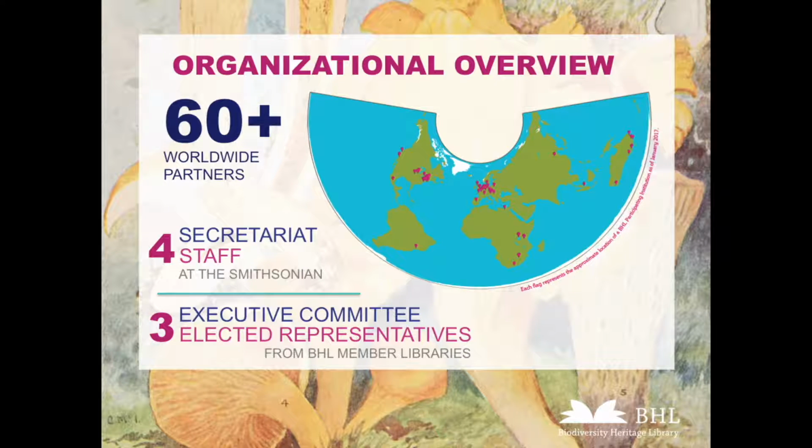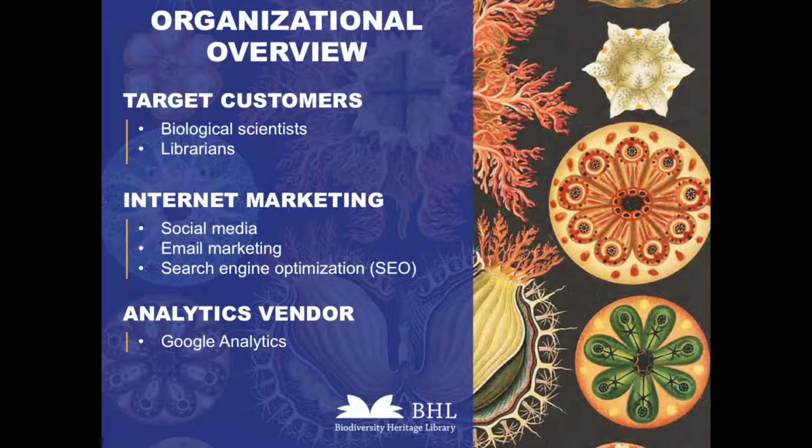The organization operates as a consortium of libraries around the world. BHL day-to-day operations are managed by a secretariat of 4 staff members at the Smithsonian, and an executive committee of 3 elected representatives from BHL member libraries oversees key strategic decisions. Our target customers are biological scientists and librarians, and our internet marketing activities include social media, email marketing, and search engine optimization. We use Google Analytics as our web analytics vendor.